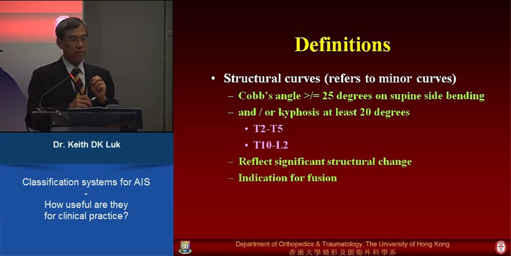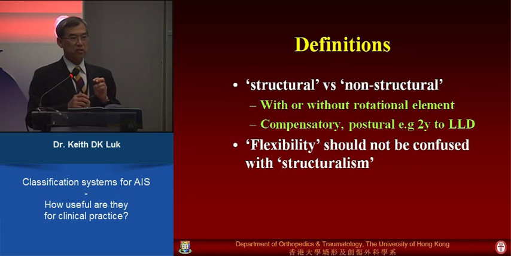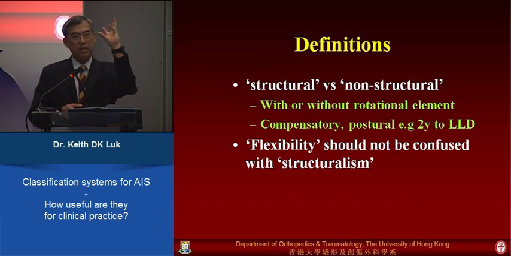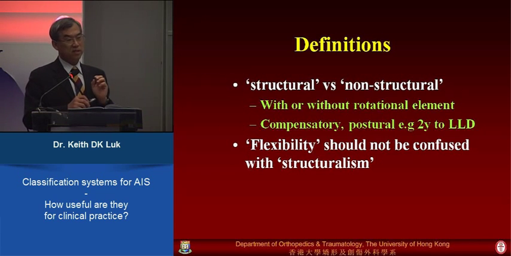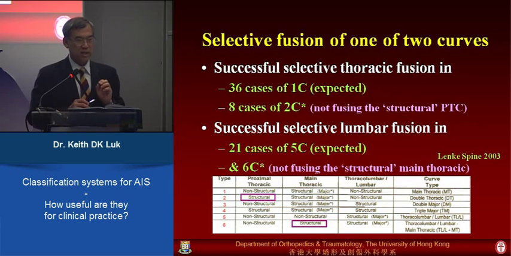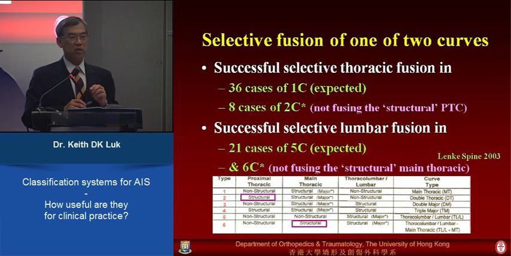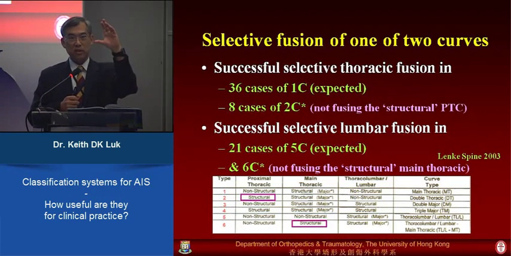So the structural versus non-structural is different from what we have been taught conventionally, where a structural curve is one that has a three-dimensional rotational element in it. And flexibility on your bending film should not be confused with the word structuralism. So maybe you need a little time to digest what I'm trying to say. And then the selective fusion of the two curves is different from what the original recommendation is, where you can do selective fusion of one and not the other.